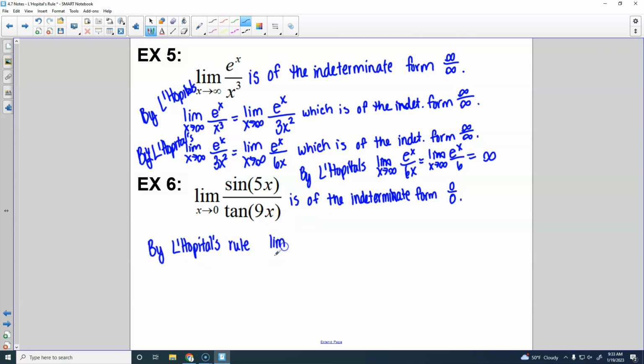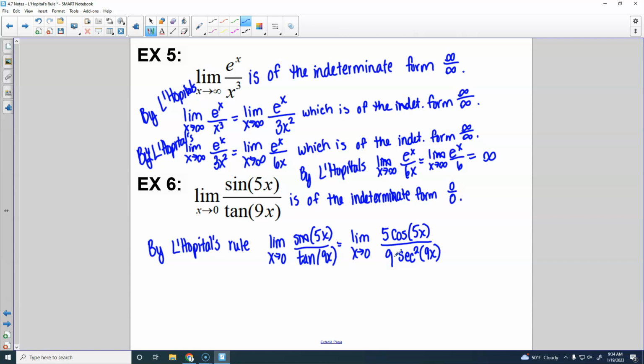I'm going to say the limit as x approaches 0 of sine of 5x over tangent of 9x is going to equal the limit as x approaches 0 of, what's the derivative of sine? Cosine of 5x. But since I've got other stuff in there with 5, I got to take the derivative of the inside. That's going to give me 5, which I'm going to write out front here. All right, what's the derivative of tangent? Secant squared of 9x, and then I've got to put a 9 out front here.